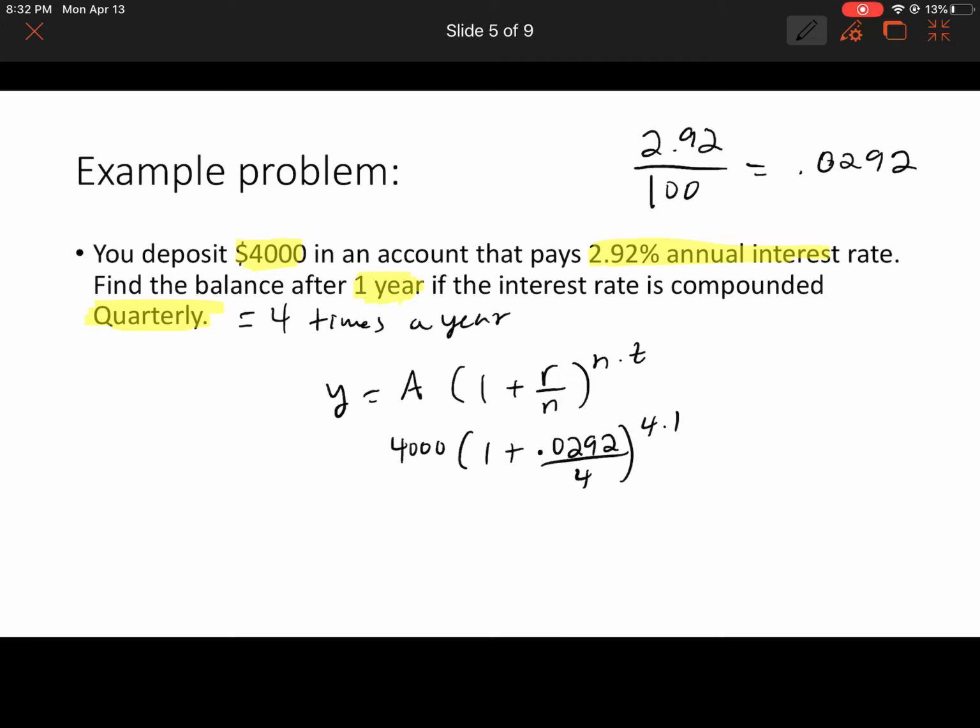Then you want to simplify anything inside of the parentheses. 4,000 stays the same. 1 plus 0.0292 divided by 4. I'm going to go ahead and add those values up. Let me use my calculator real quick. 1 plus 0.0292 divided by 4. Let me know if you guys are having trouble doing this, by the way, with a calculator.